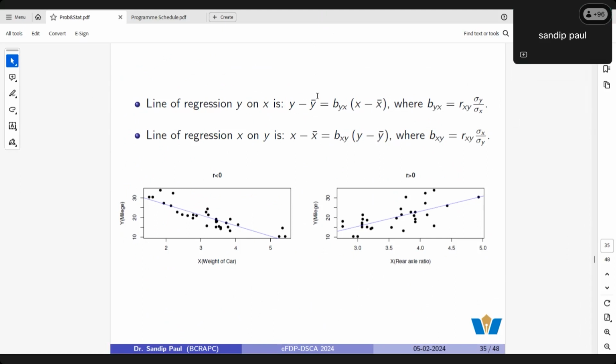And if we draw these two lines in a single diagram, they will cut at the point x bar and y bar. Obviously x bar comma y bar, that means the mean of x and y, will satisfy both the equations. That means they will intersect at the point x bar comma y bar.